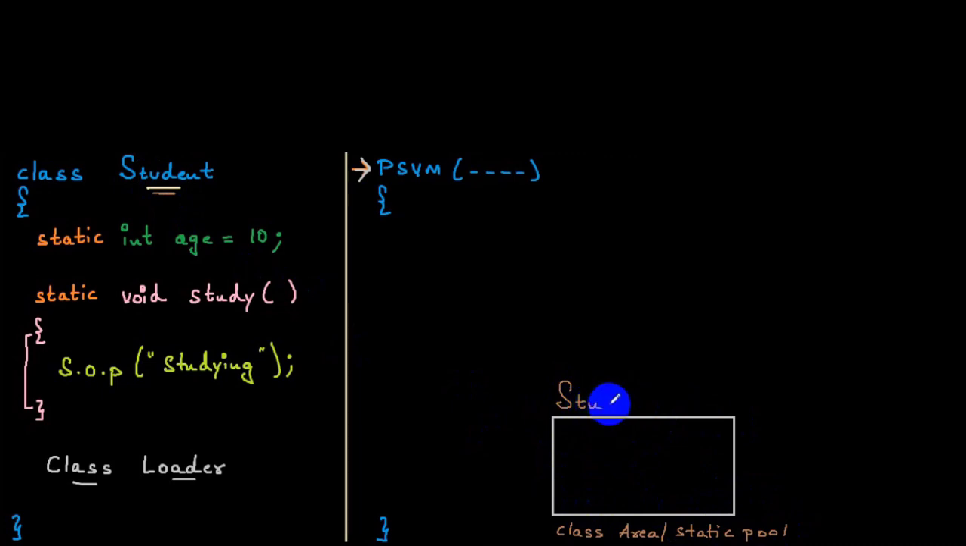So the static area name will be Student here. Okay, got the clarity here? I'll repeat. Don't worry, in order to understand this topic, it will take time.